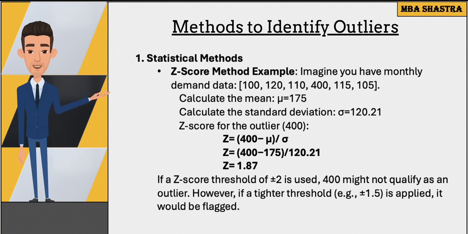Z equals (400 minus mu) divided by sigma. Z equals (400 minus 175) divided by 120.21. Z equals 1.87. If a Z-score threshold of plus or minus 2 is used, 400 might not qualify as an outlier. However, if a tighter threshold, for example, plus or minus 1.5, is applied, it would be flagged.